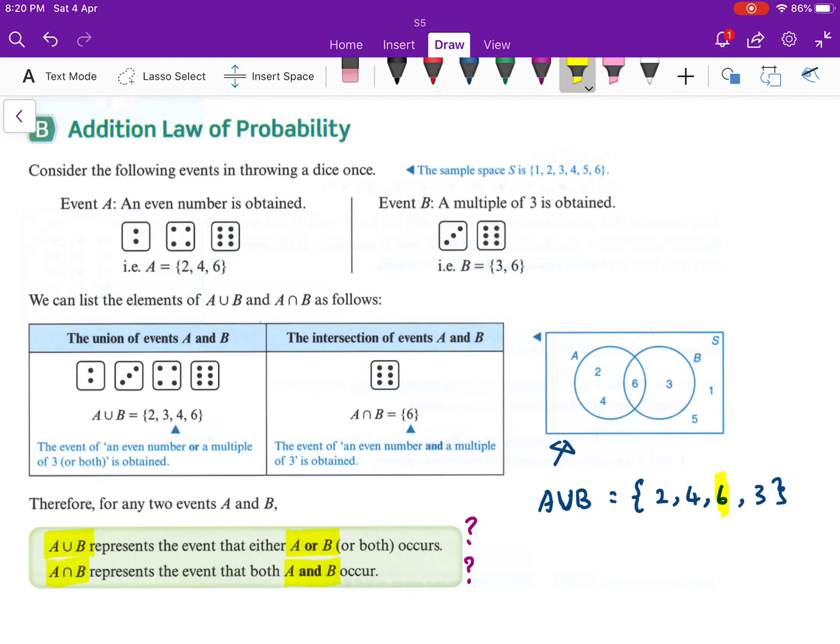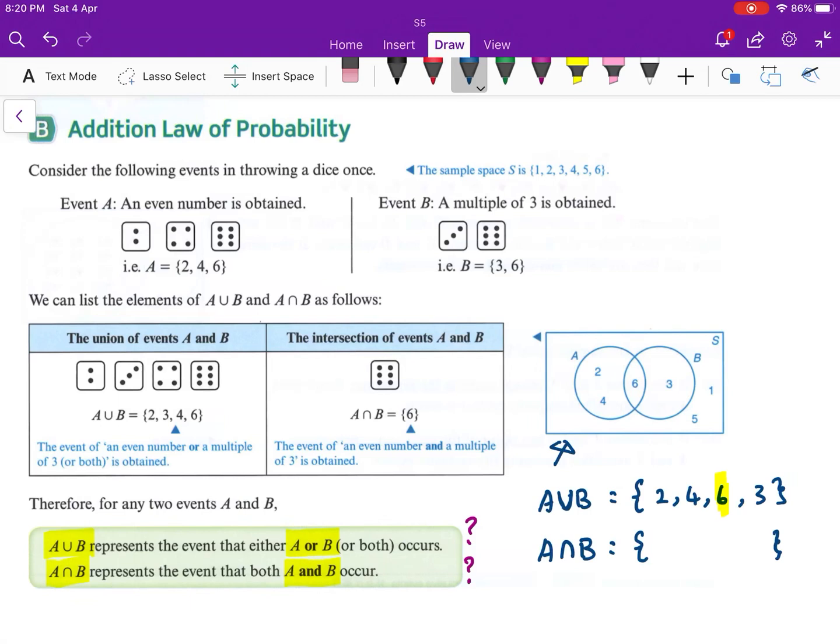So this one we call it A or B, okay? That means A union B. So now the next one will be A and B, okay? A and B mean what? Both. We need both to happen at the same time, okay? Both in A and both in B, okay?